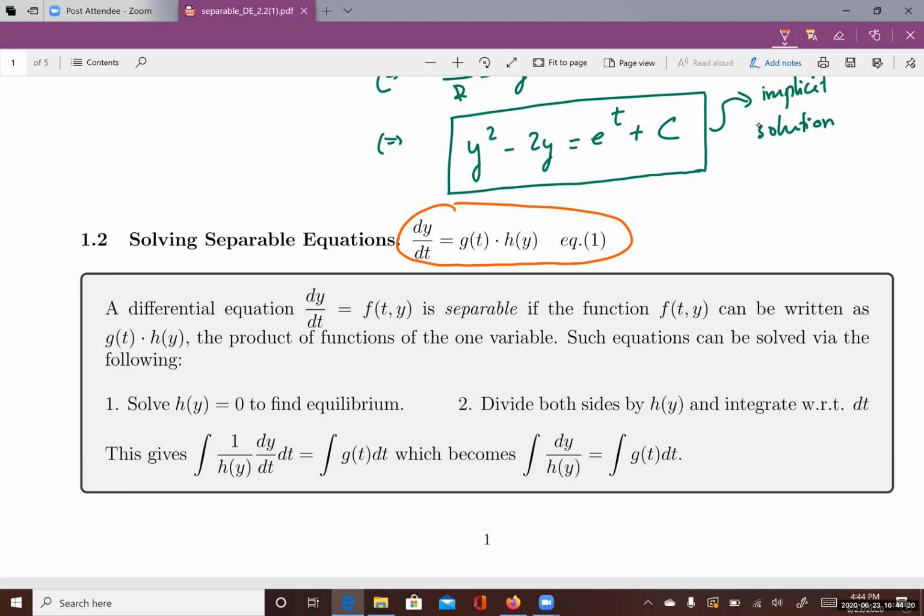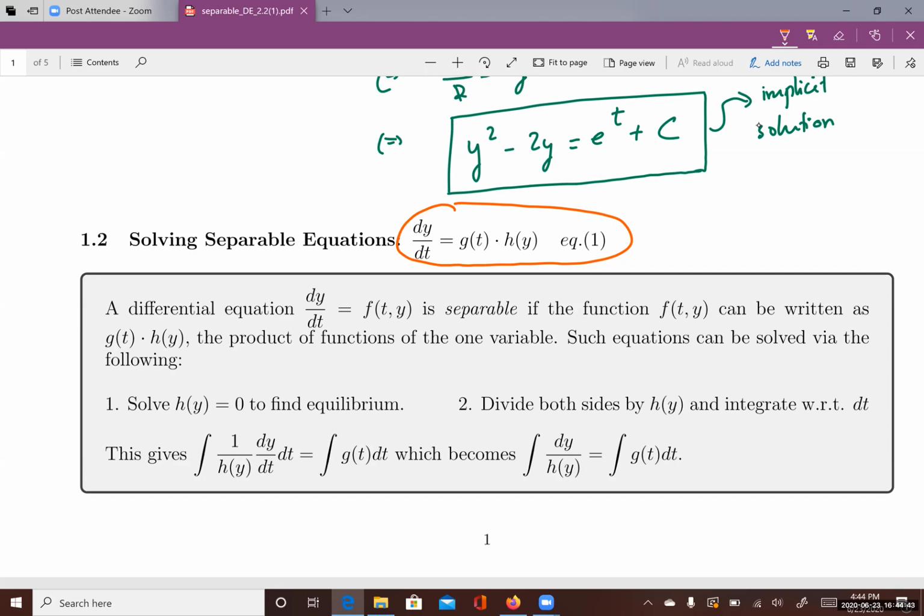You can solve a separable differential equation by dividing both sides by the function h of y, moving it to the other side, and moving the dt to the right side so you can integrate both sides.